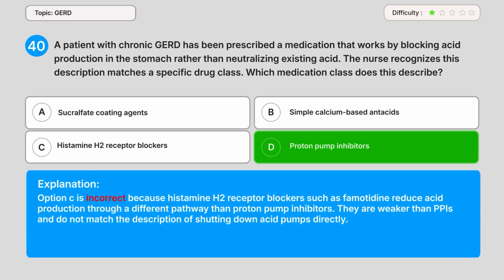Option C is incorrect because histamine H2 receptor blockers such as famotidine reduce acid production through a different pathway than proton pump inhibitors. They are weaker than PPIs and do not match the description of shutting down acid pumps directly. GERD medications come in three main categories, and this question tests the strongest one.